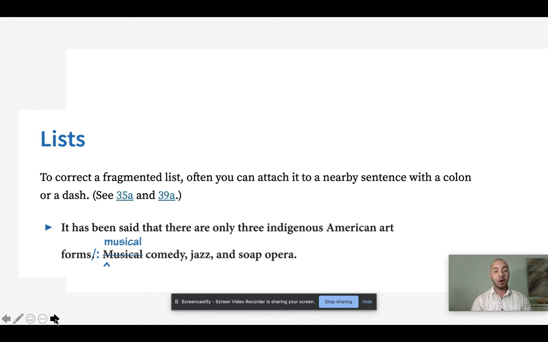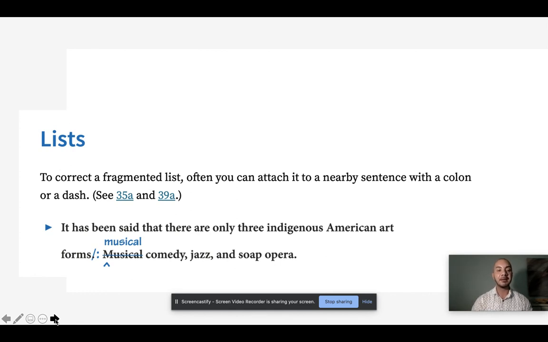Another example where oftentimes fragments are accidentally written is when we're writing lists. Sometimes we'll accidentally lop off the end of a list and separate it from the subject and the verb that introduces the list. So here's an example. It has been said that there are only 3 indigenous American art forms. Musical comedy, jazz, and soap opera.